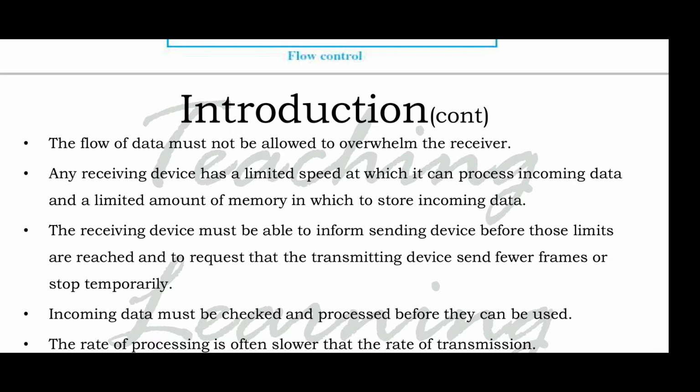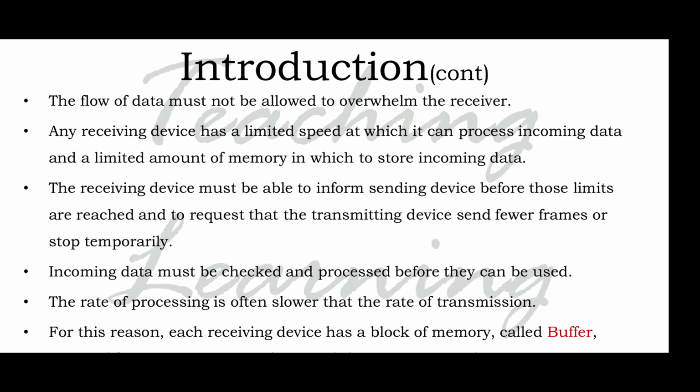The receiving device must be able to inform the sending device before those limits are reached, and request that the transmitting device send fewer frames or stop temporarily. This is the basis of the acknowledgement that the receiver gives to the sender. The acknowledgement informs the sender to limit the data it is sending, or to transmit fewer frames or stop temporarily.